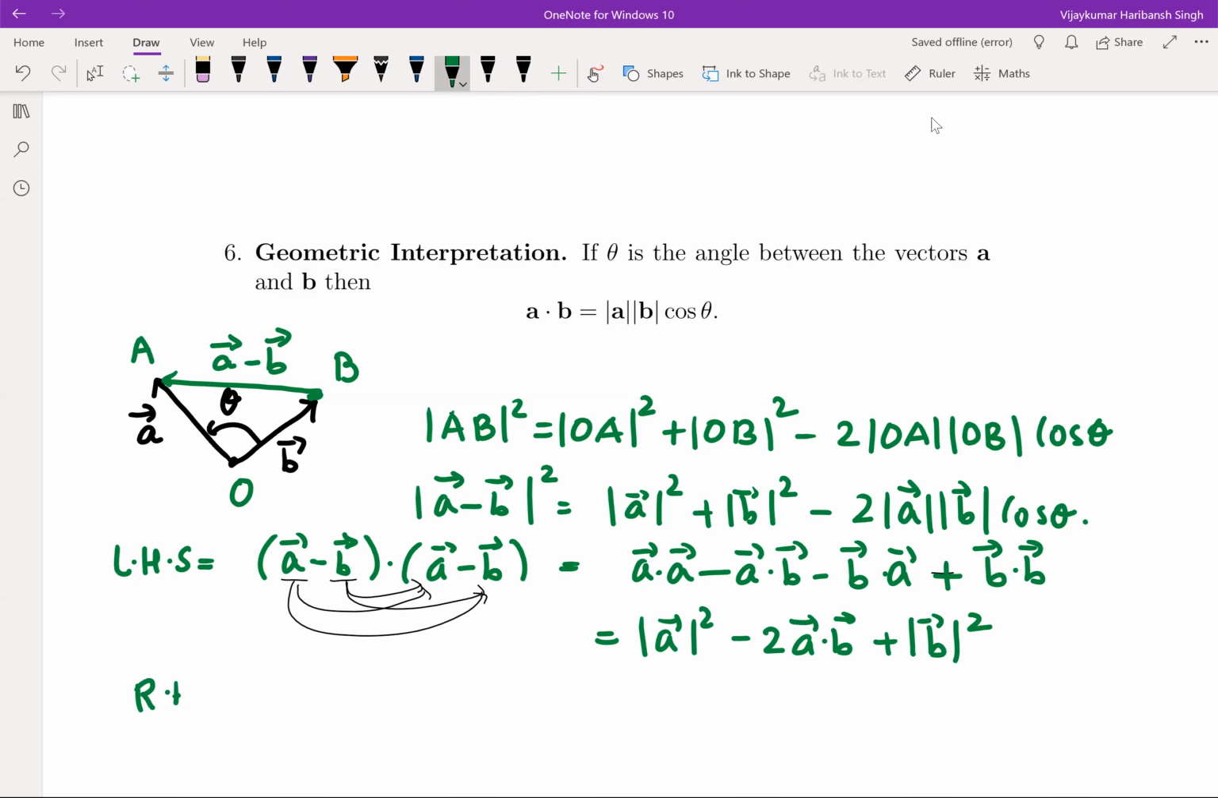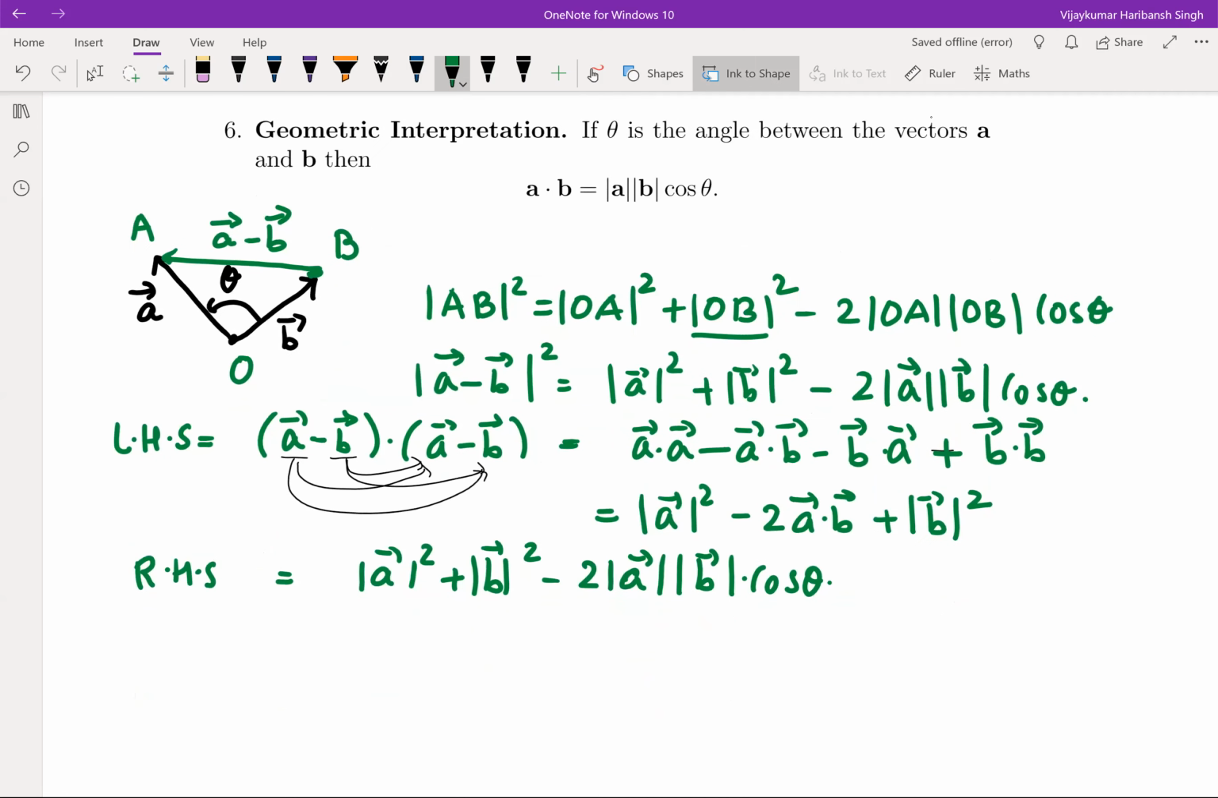Now, what is your RHS? RHS is OA, which is length of A squared, plus OB, which is length of B squared, minus 2 OA OB, which is length of A times length of B times cos theta. So if you equate these two, you will see that we can cancel out this with this, and this with this.